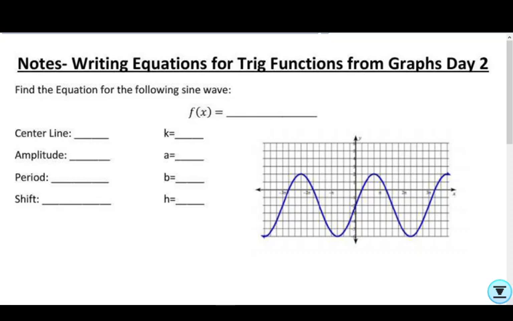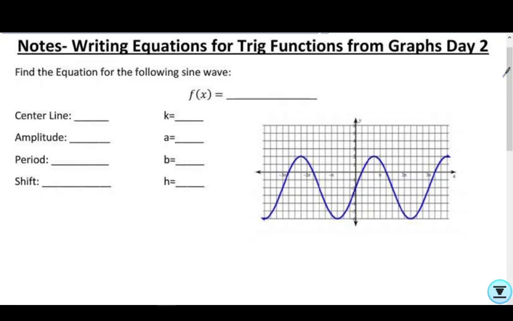Okay, so today we're just practicing the same thing from yesterday, which is writing equations for trig functions from their graphs. Now this one specifically says to use sine. So we're going to be creating an equation for sine. So my parent function with my transformations looks like this. So we need to find a, b, h, and k.